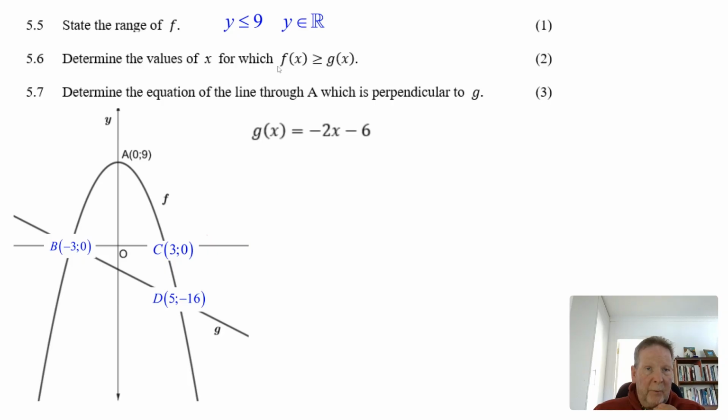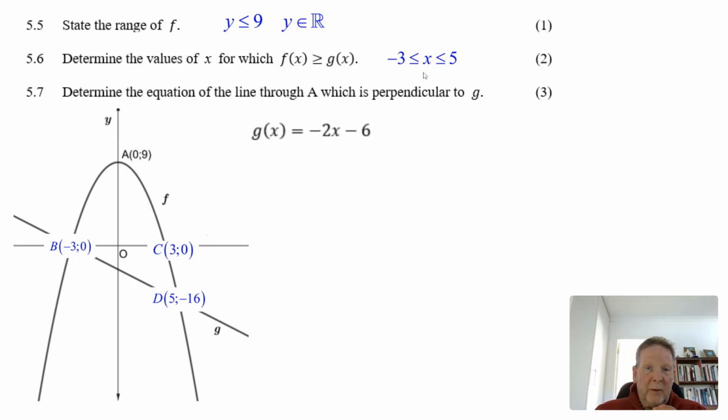Determine the values for which f of x is greater than or equal to g of x. In other words, where is the parabola above the line? Well, in between b and d. And the x values are minus 5 and 5. So that's why in between 5 and minus 3.